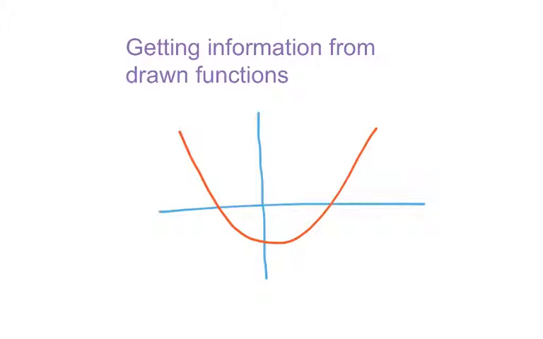This video is about getting information from drawn functions. A drawn function will have an x and a y-axis and will have some curve on it. It could be linear, it could be a function that looks like that, or it could be a quadratic, looks like this red one here.